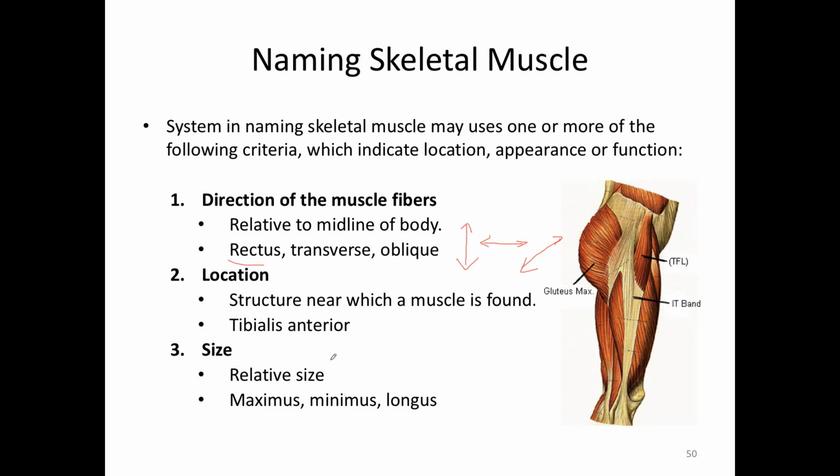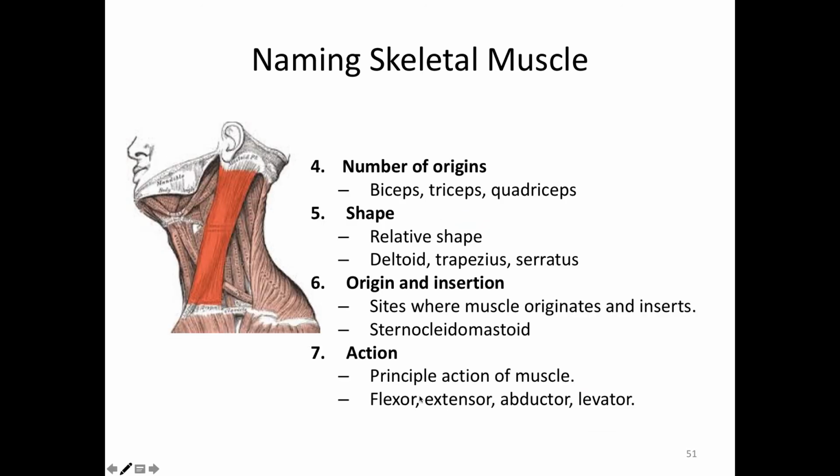You can also name muscles according to relative size. So relative means relative to something else. So for example, in the glutes, you have your gluteus maximus, medius, and minimus. So big glute, medium glute, little glute. And you can also have names like brevis and longus, so short and long. Sometimes muscles are named for their number of origins, or heads. And these muscles have names like biceps, triceps, and quadriceps.